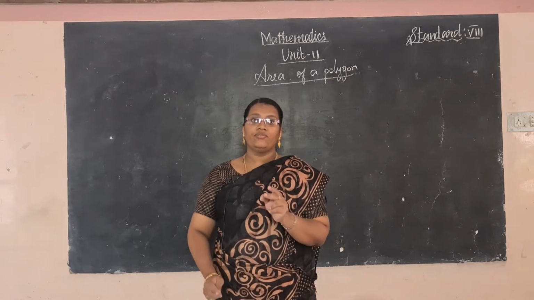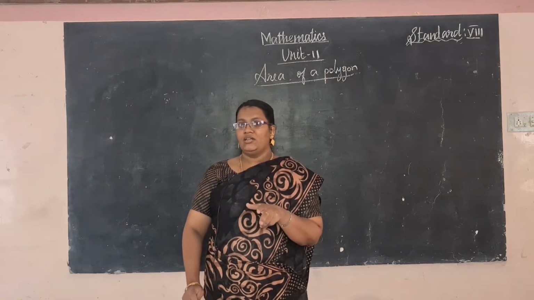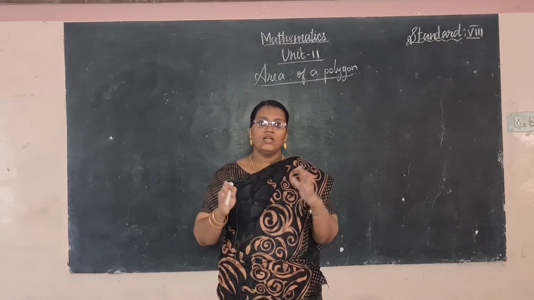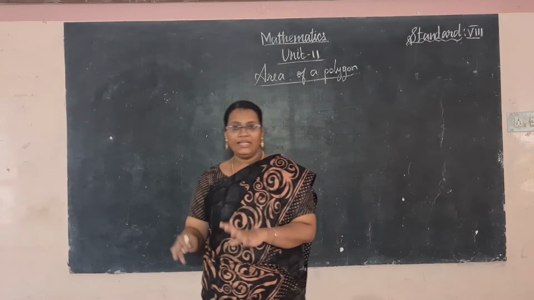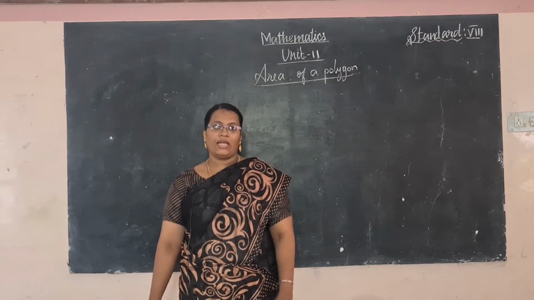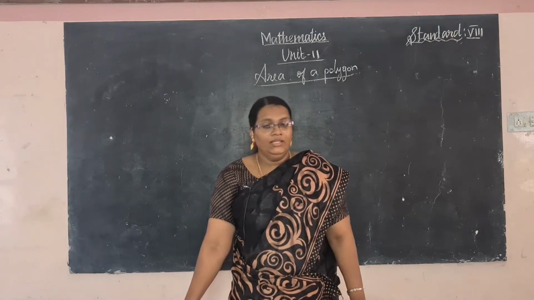What is the definition of a quadrilateral? The closed figure bounded by four line segments. Okay. And then the area of the quadrilateral.